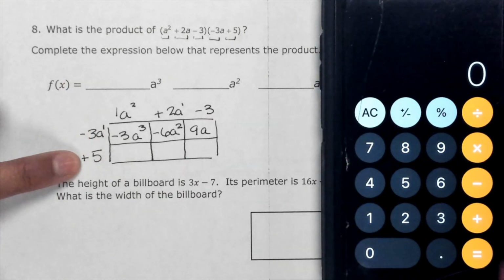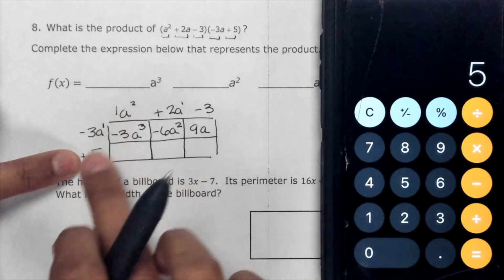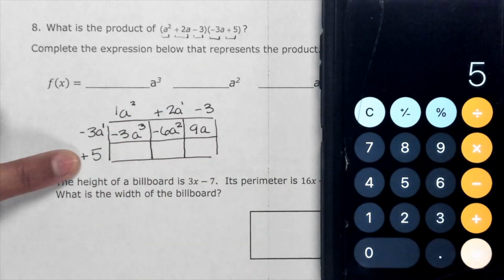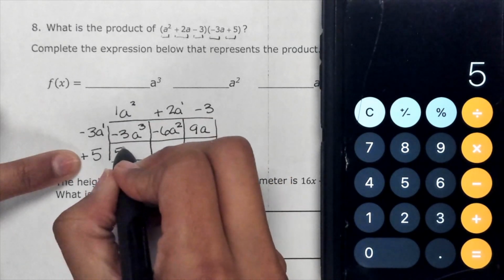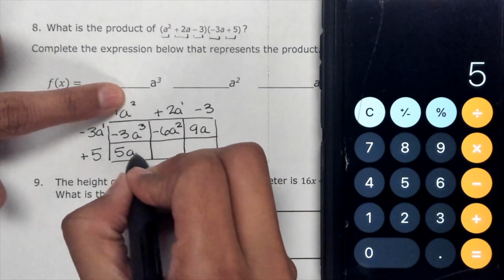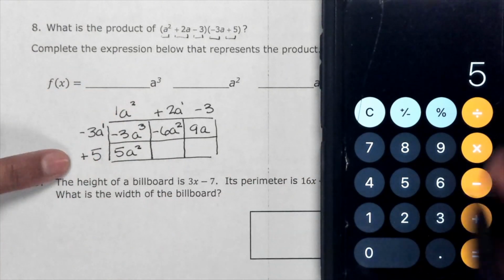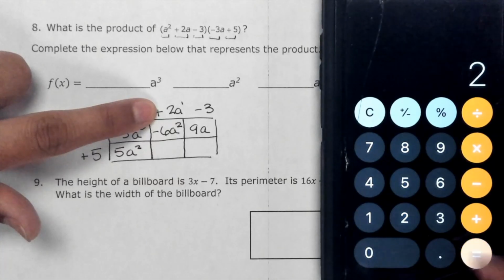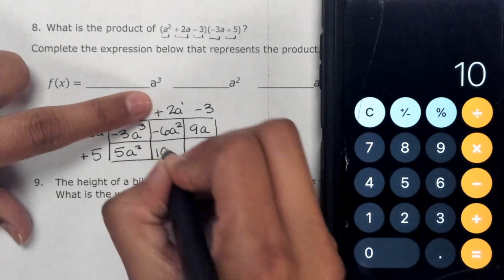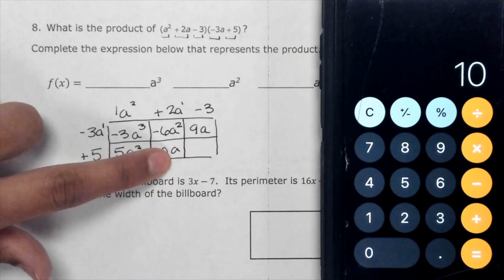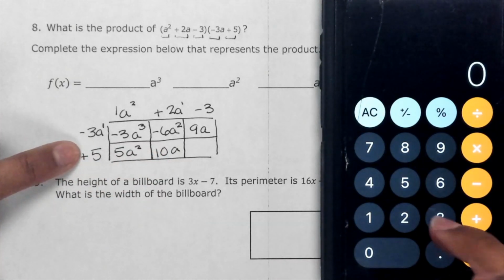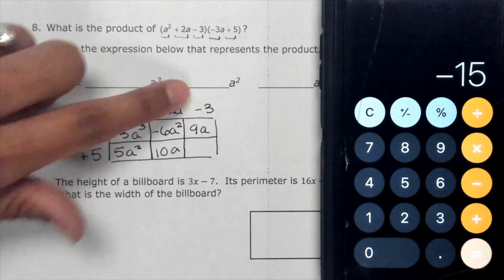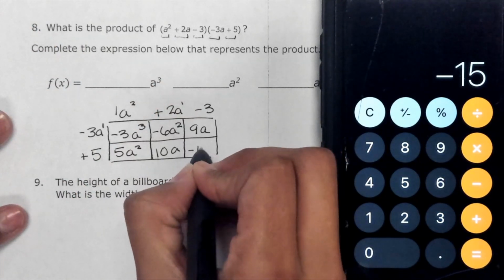Moving to the bottom row, we're going to multiply 5 by every number at the top. So 5 times 1 is 5, and we have a squared, so we're going to bring that with us. Next number, we have 5 times 2, which is a positive 10a. We're going to bring that 1a with us. And in the last box, 5 times a negative 3 is going to give us a negative 15.